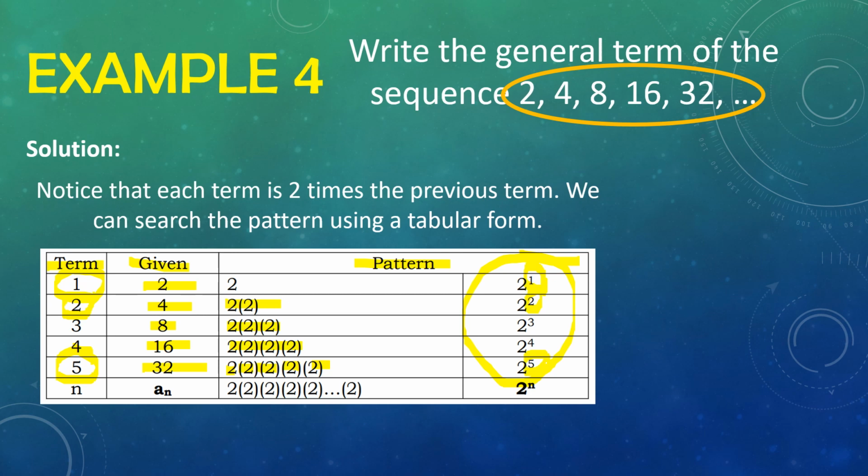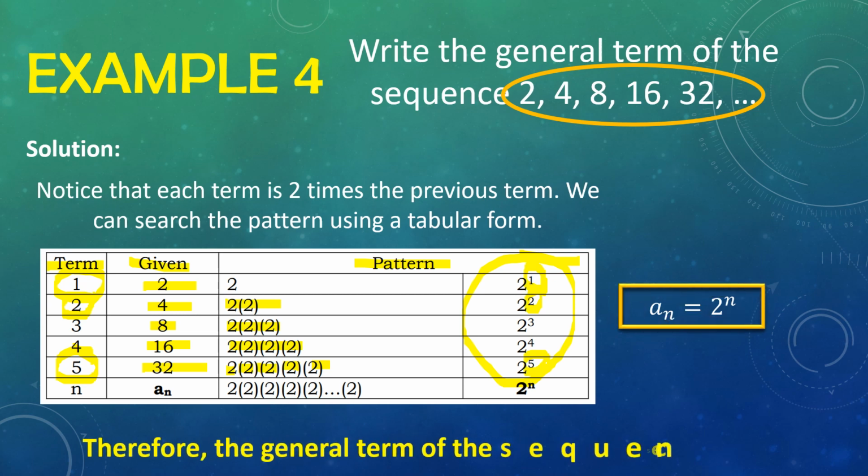So what is the general term? A sub n is equal to 2 raised to n. Therefore, the general term of the sequence 2, 4, 8, 16, 32, and so on is a sub n equal to 2 raised to n.